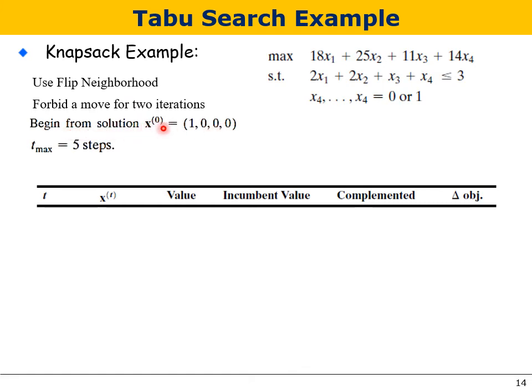We need to know the initial solution, and it is given as 1, 0, 0, 0, which means take the first item, do not take the others. Of course, we need to know if it is feasible or not, and in order to understand if it is feasible, you just plug in the values in the constraint over here, and you see that 2 is less than or equal to 3, so this solution is feasible. And we need to know its objective function value, and in order to understand it, just put the values into this objective function, and you will see that this initial solution has an objective function value of 18.